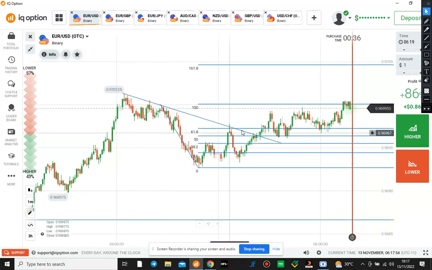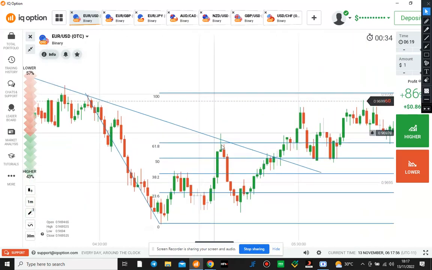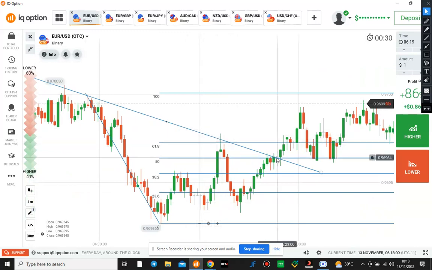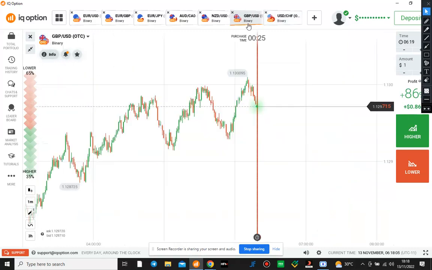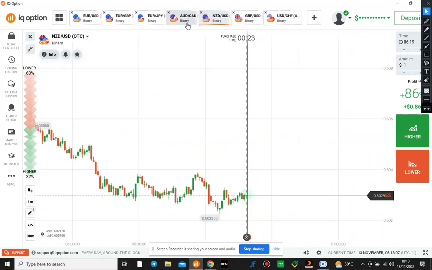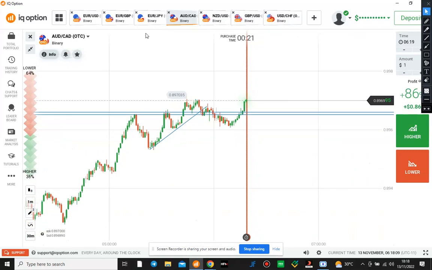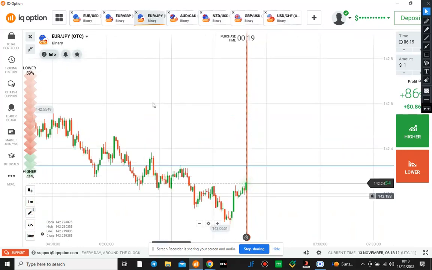A to B, then C. 61.8 also corresponds with the trend line, and the market reverses. So if you want to trade Fibonacci, you must find a trendy market, not a ranging market. Don't trade a ranging market if you want to trade Fibonacci.